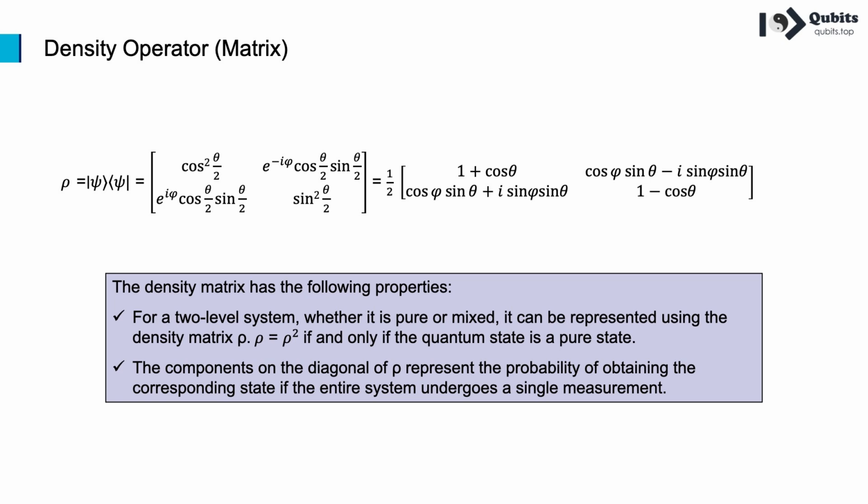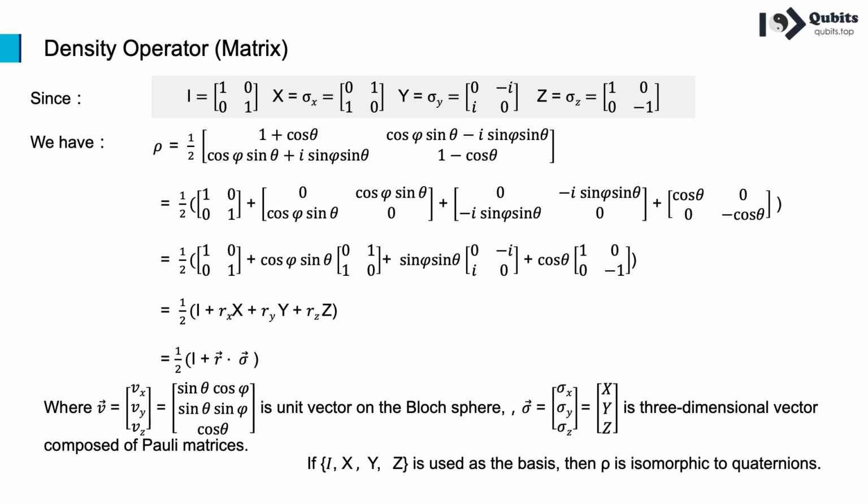These properties of density matrices are fundamental to quantum mechanics, and they allow us to describe and manipulate quantum states in a precise and efficient way. By understanding the properties of density matrices, we can better understand the behavior of quantum systems and use them to perform powerful computations. We can decompose the density matrix and observe that it is equivalent to a combination of the identity matrix and Pauli matrices. We can represent the Pauli matrices using a three-dimensional vector sigma, while V represents a unit vector on the Bloch sphere. If we use I, X, Y, Z as the basis, then ρ is isomorphic to quaternions.